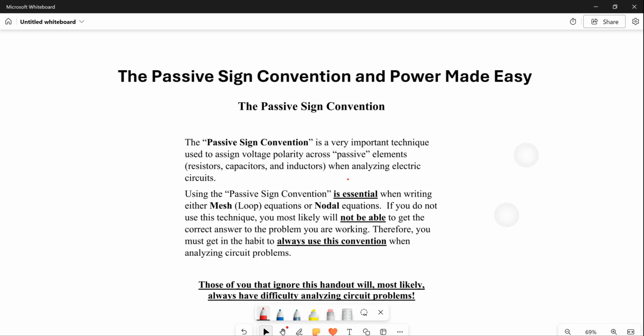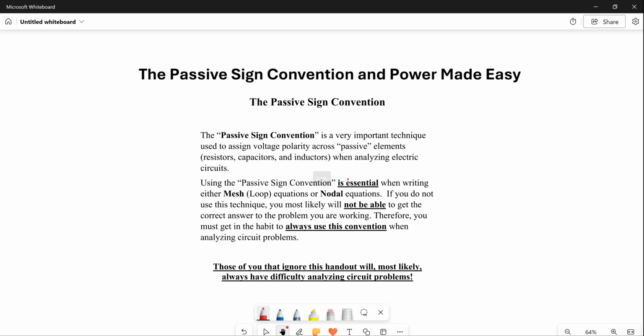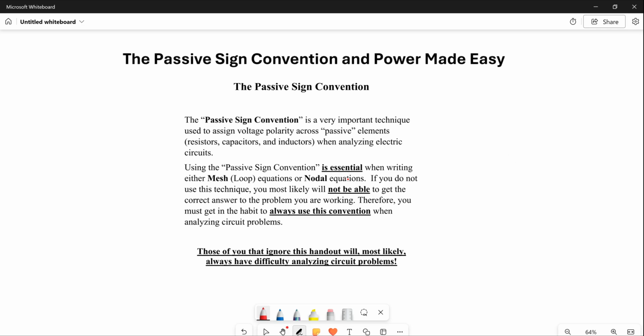The first thing I'd like to discuss before we get into the details of this short video is the passive sign convention. The passive sign convention is a very important technique used to assign voltage polarity across passive elements, whether they be resistors, capacitors, or inductors, when analyzing electric circuits. Using the passive sign convention is essential when writing either mesh loop equations or nodal equations.